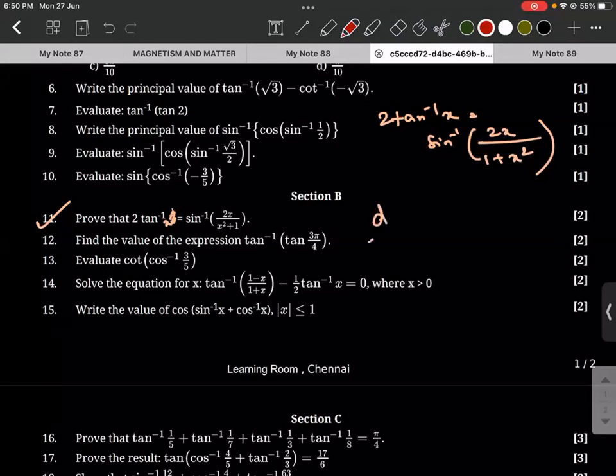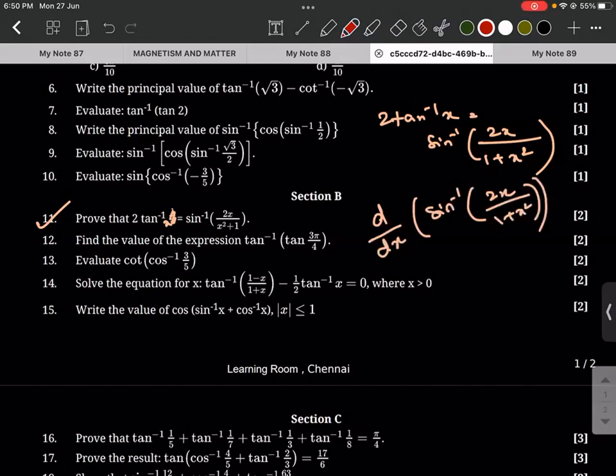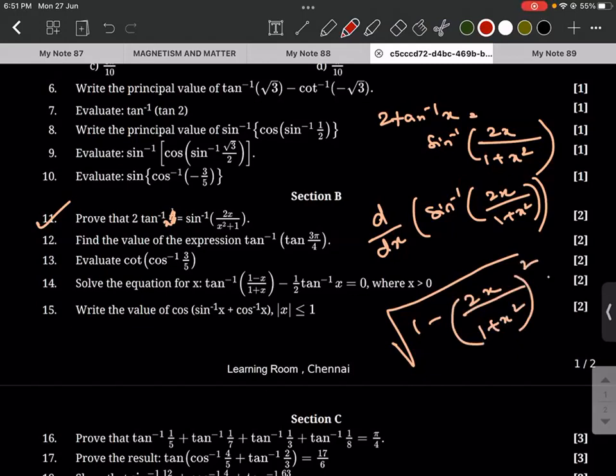You know why these properties are important? Because if they ask a question like d by dx of sine inverse of 2x by 1 plus x square, is it easy to solve if you go directly? What is the derivative of sine inverse x? 1 by root of 1 minus x square, and you need to apply the chain rule, which will take at least 2 days to solve.